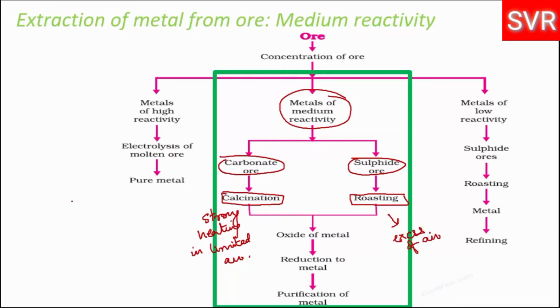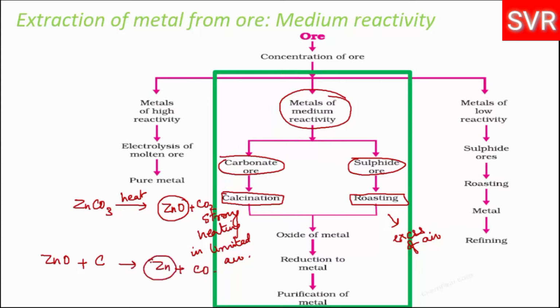Let us take an example of a carbonate ore. Let us say we talk about zinc carbonate, ZnCO3. When we heat it strongly in limited air, so therefore there is no oxygen, it forms ZnO plus CO2. ZnO is the oxide of zinc, so from ZnO it can be reduced. And how is it reduced? ZnO reacts with carbon, because reduction to metal happens with carbon, to form Zn plus CO. So this is how we get the metal. First the carbonate is converted into the oxide, and then the oxide is reduced to the metal. So that's like a simple option.